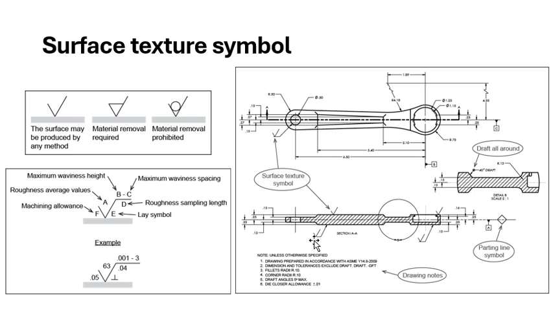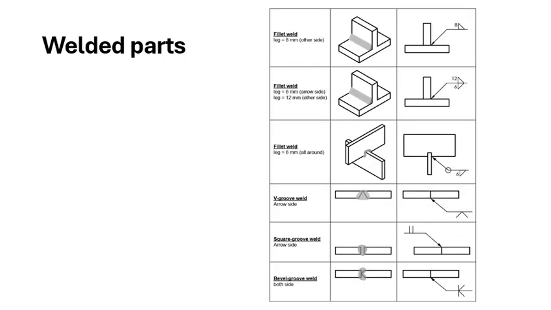The surface may be produced by any method. Be very careful when you look at these signs right there. If you're a machinist, then pay attention to what you want to do with this. If you're a drafter, pay attention to where they go. Welded parts, it's a very simple table. Of course, ASME is going to have different standards for different welded parts. This is just showing you a sample of how it looks.